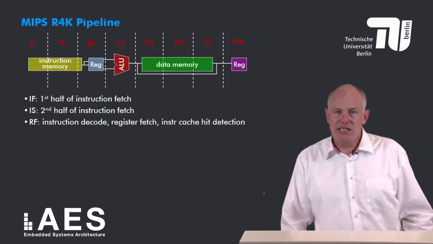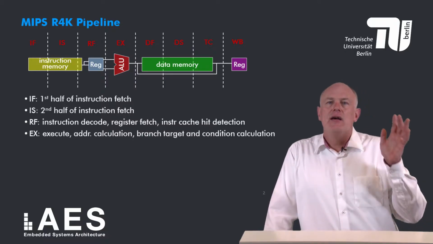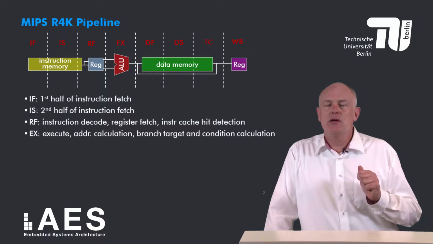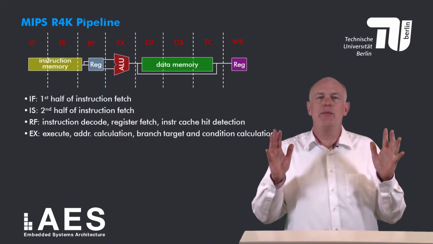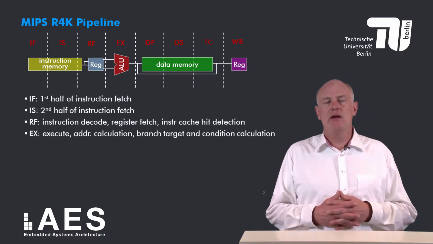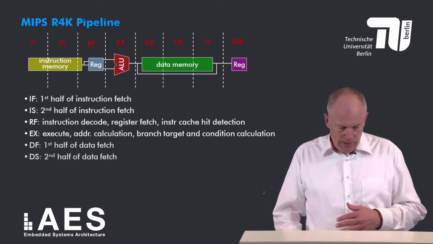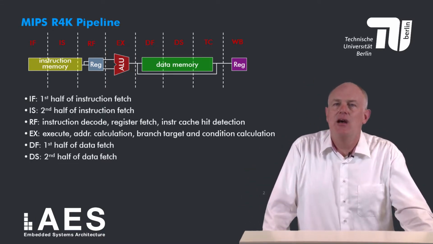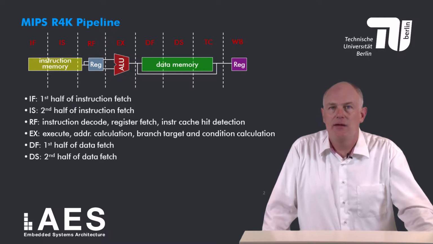The fourth stage is the usual execute stage. In it, the instruction is executed. For loads and stores, the effective address is calculated, and for branches, the branch target as well as the branch condition are calculated. Branches are completed after this stage. The 5th and 6th stage are DF and DS, the first and the second half of the data cache access.